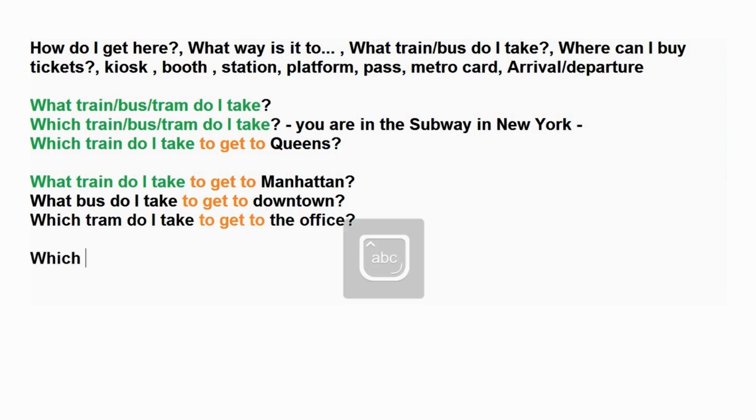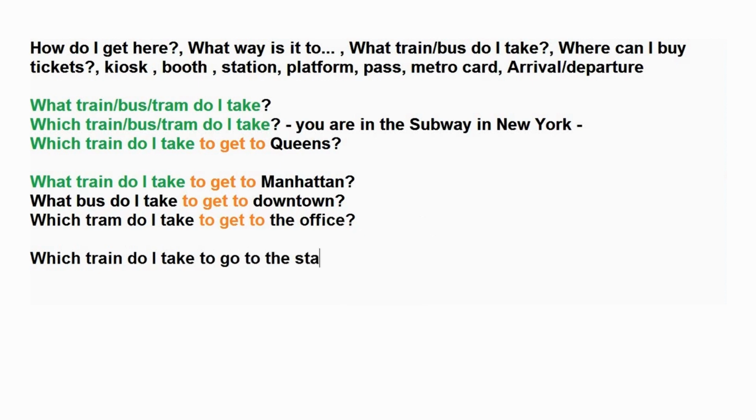You can also say, which train do I take to go to, I don't know, the stadium? To go to the stadium. You can use "to go to" as well. "To get to" and "to go to" are the same. It's pretty much to get somewhere, to go somewhere. Either way, you're traveling, you're going. So, which train do I take to go to the stadium?